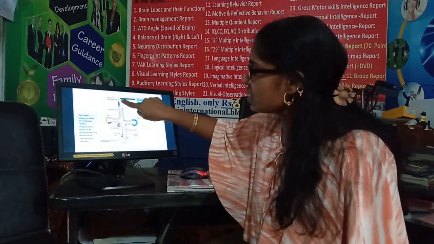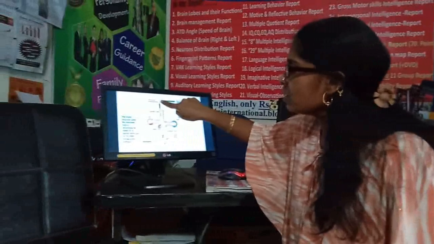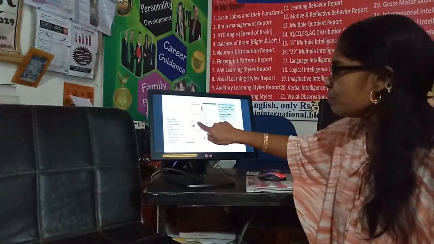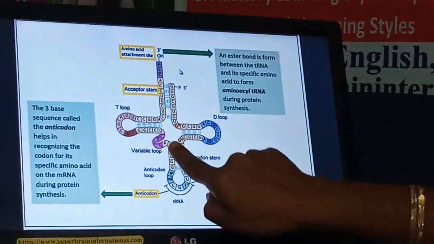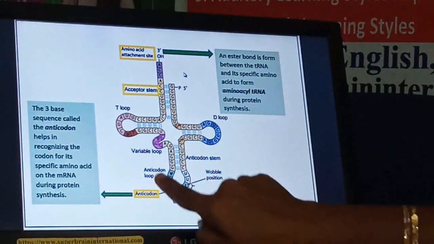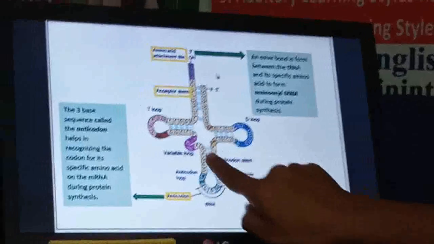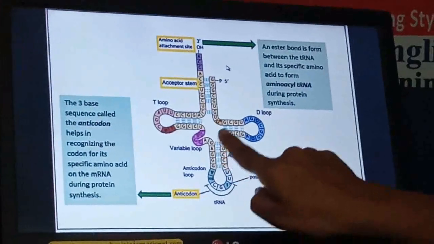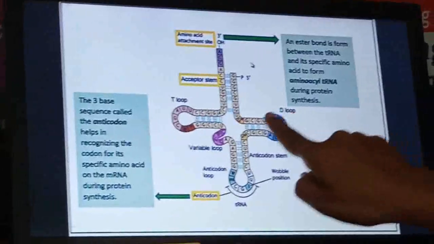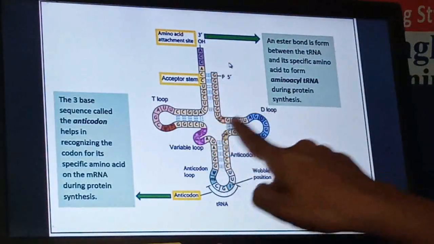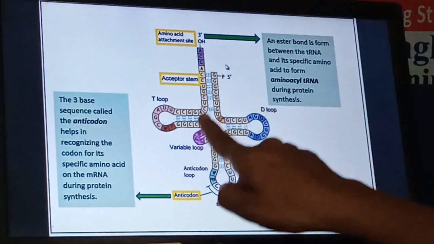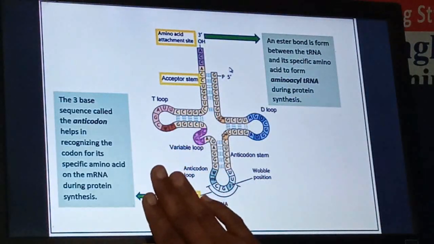So in this you can see this is the 3' end of the tRNA. Then it forms a stem, then a loop, then the variable loop is formed. Then here the anticodon loop is there, with the anticodon stem. Then again one more stem and loop is formed and it comes here at the 5' end. Or you can go from this side also. So this is the structure of a tRNA.